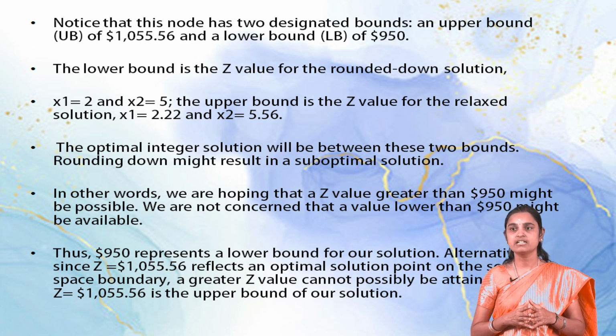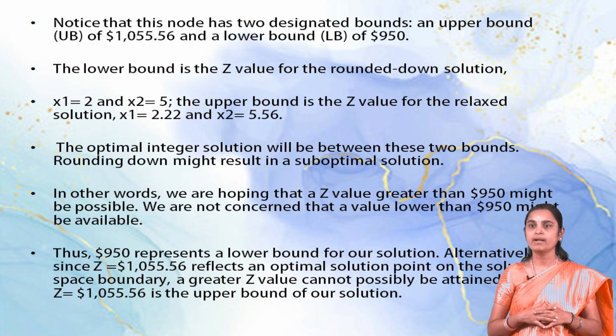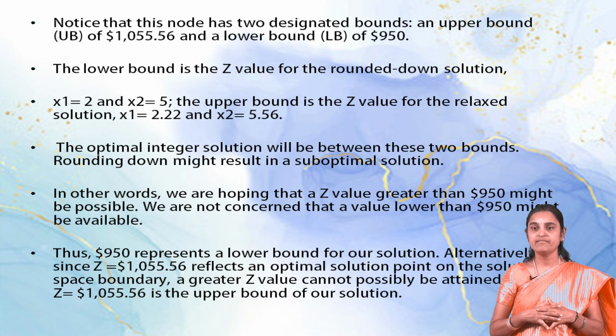Rounding down might result in a suboptimal solution. In other words, we are hoping that a Z value greater than $950 might be possible. We are not concerned that a value lower than $950 might be available. Thus, $950 represents a lower bound for our solution. Alternatively, since Z equal to $1055.56 reflects an optimal solution point on the solution space boundary, a greater Z value cannot possibly be attained. Hence, Z equal to 1055.56 is the upper bound of our solution.